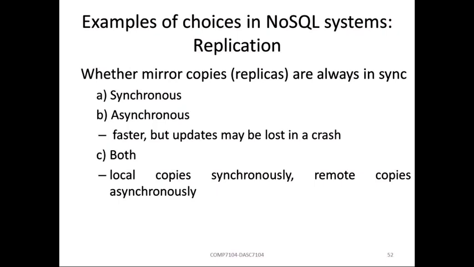Other choices, for instance, for replication: regarding this aspect, are all the copies, all the replicas, always in sync? This may be done synchronously or asynchronously, which is faster, but may lead to problems. For instance, updates may be lost in a crash, or something in between. For instance, local copies updated synchronously and remote copies asynchronously.